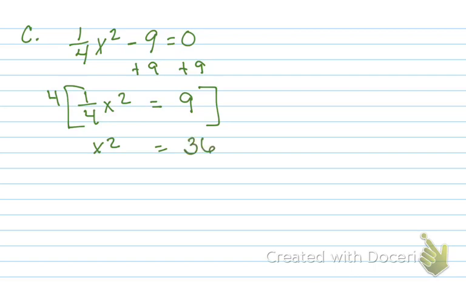Now we're down to a very simple problem. Take the square root, we have x is equal to the square root of 36, which is 6. And don't forget your plus and minus. So, very simple. Let's move on to level 3.